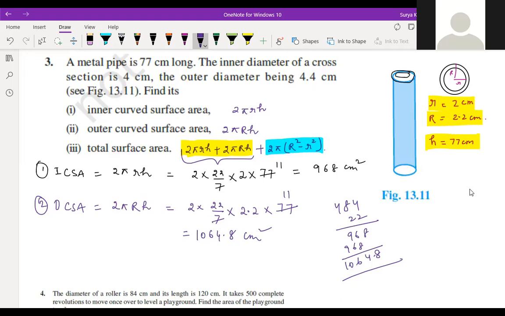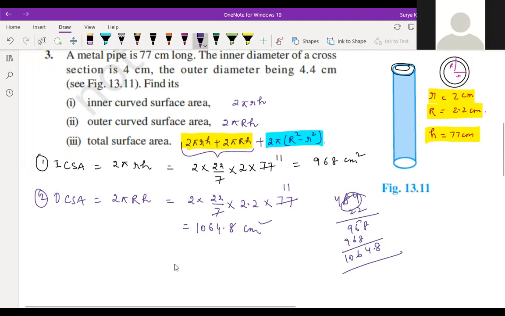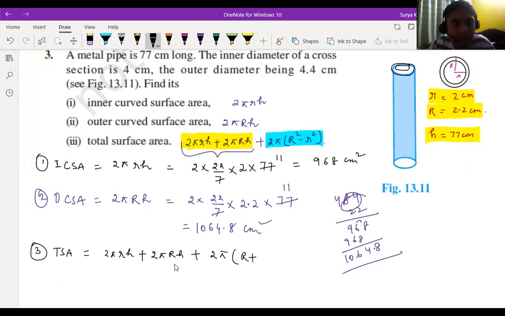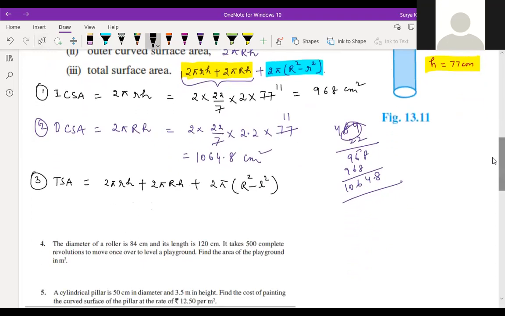This part is clear to everyone. Outer CSA is clear. Yes, sir. Now you have to find here total surface area. So no need to do anything. Total surface area, it's not complicated. It's very easy. Try to understand here TSA. Simply write here 2 pi rh plus 2 pi capital RH plus 2 pi. First I'm writing the formula only. The formula looks complicated, but the answer is very easy.